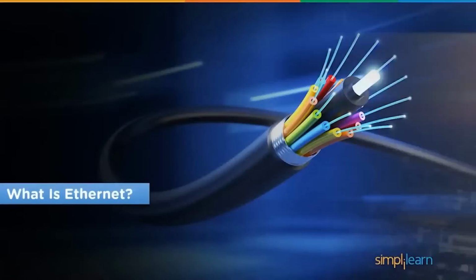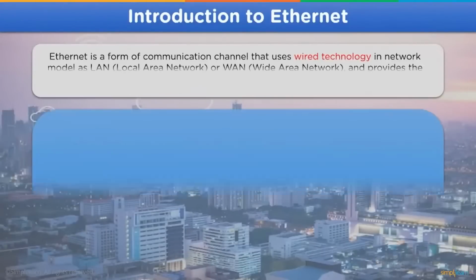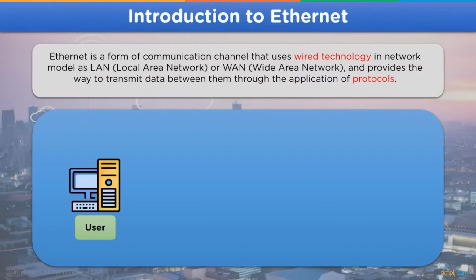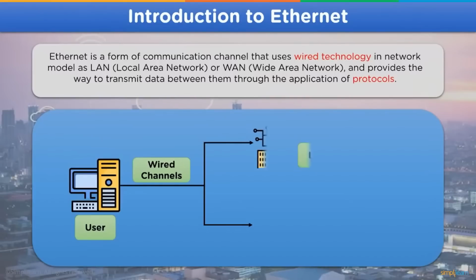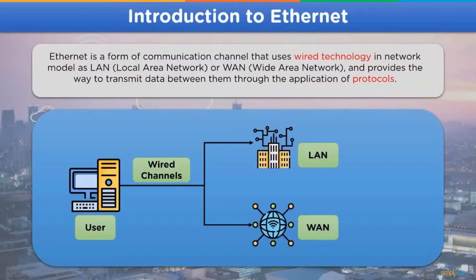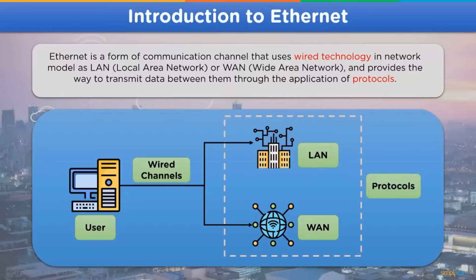What is Ethernet? Ethernet is a form of communication network that uses a wired medium to connect devices for data exchange in a network. For example, LAN, also known as local area network. Also, WAN, known as wide area network. Ethernet also applies different protocols on the data to be transmitted over the communication channel efficiently and smoothly.